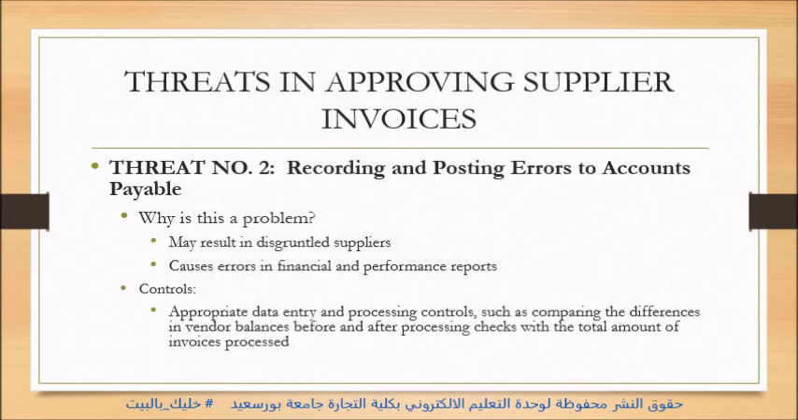The second threat is mistakes in recording and posting payments to suppliers, which result in additional errors in financial and performance reports that in turn can contribute to poor decision making. Data entry and processing controls to ensure processing integrity are necessary to prevent these types of problems. One such control is to compare the difference in supplier account balances with the total amount of invoices processed before and after processing checks. The total of all suppliers' account balances should also be reconciled periodically with the amount in the accounts payable control account in the general ledger.